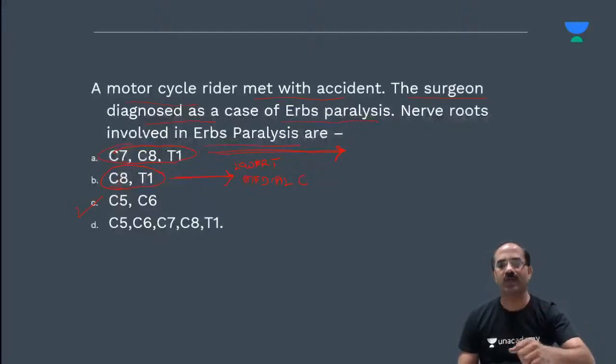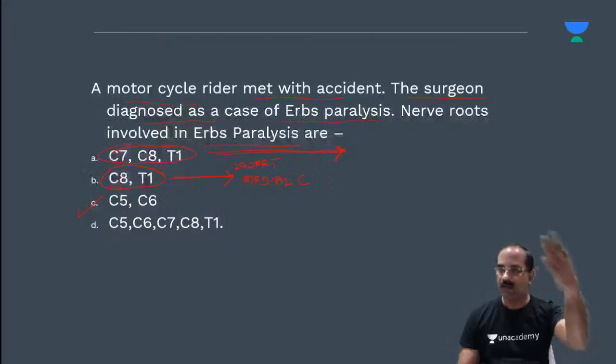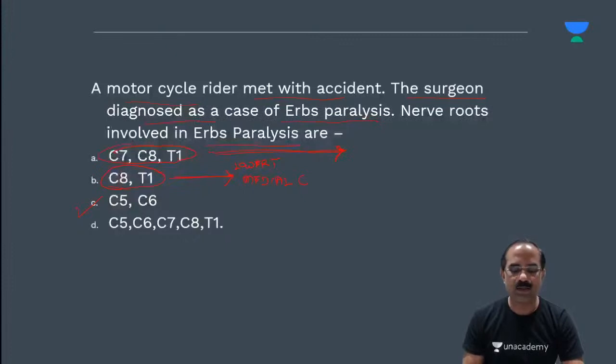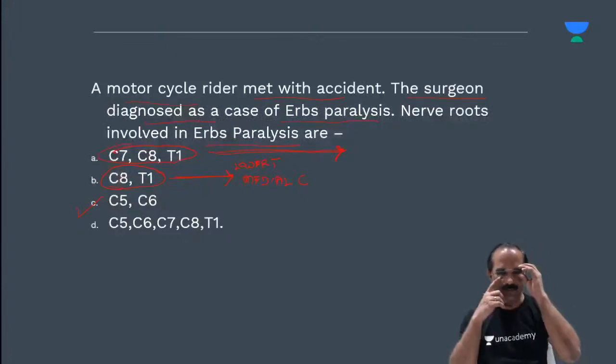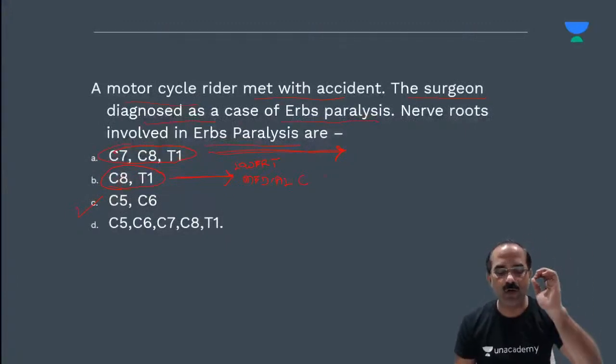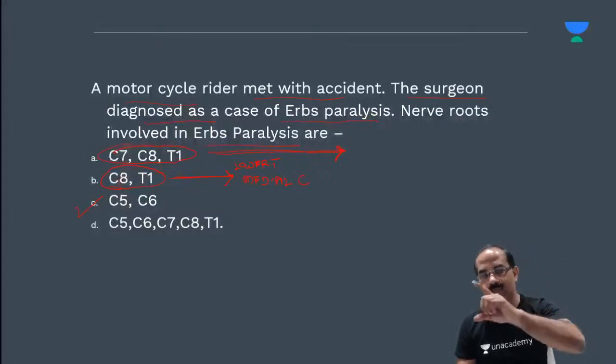One last nerve left, the ulnar nerve. Can anyone tell me what is the root value of ulnar nerve? Anyone? That's C7, 8 and T1. C7, 8, T1, that's the root value of ulnar nerve. Ulnar nerve is a branch of which cord? Medial cord. But the root value of ulnar nerve is C7, C8 and T1.